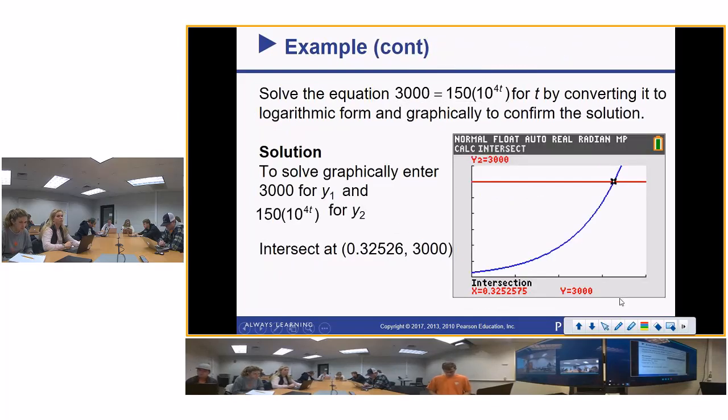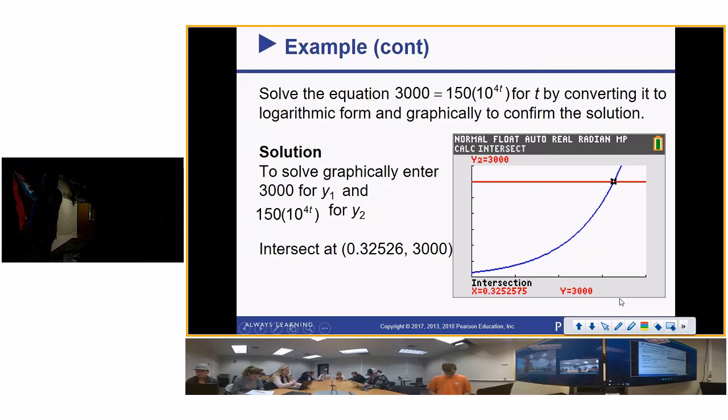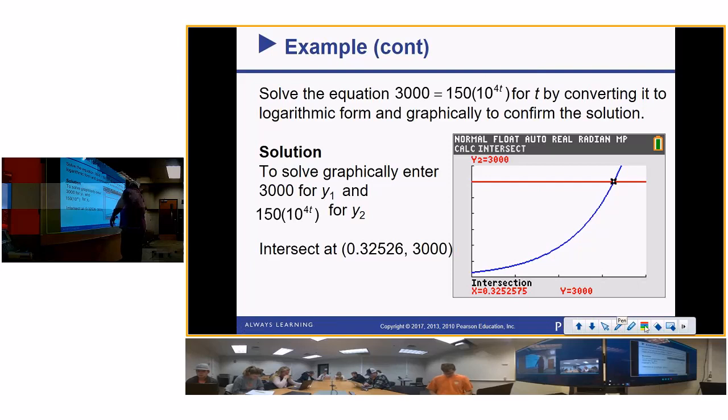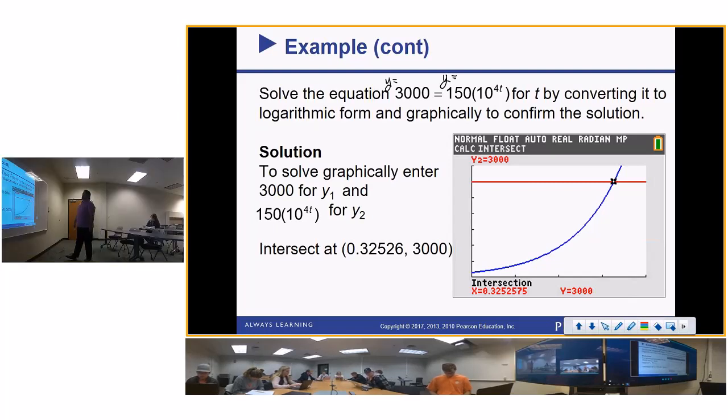Now, you can also graph this, okay? You can also graph y is equal to 3,000, and y is equal to 150 times 10 to the 4t, and find the intersection point.